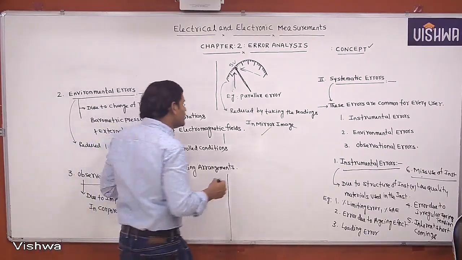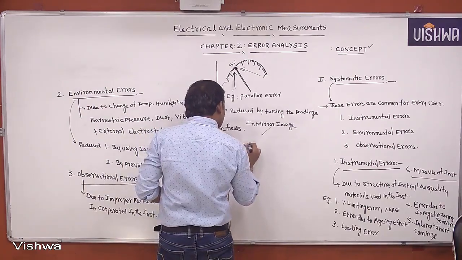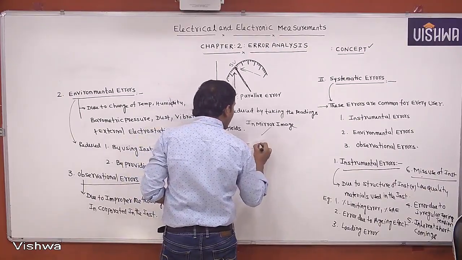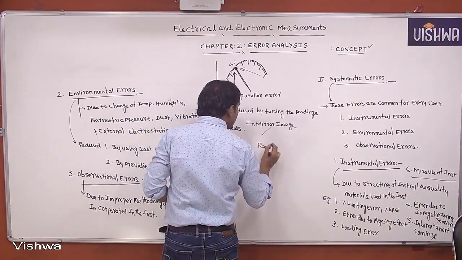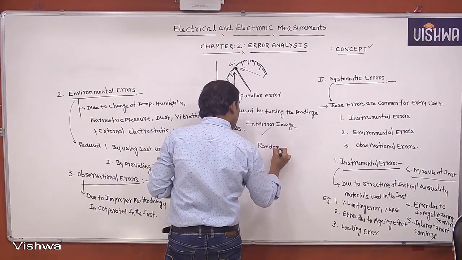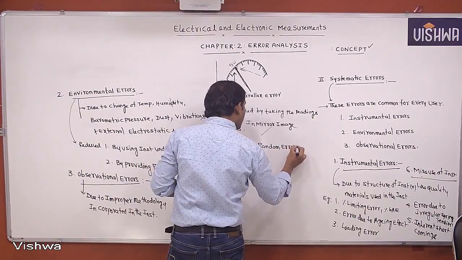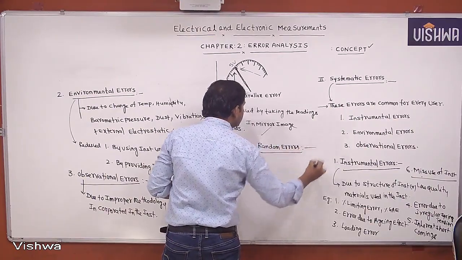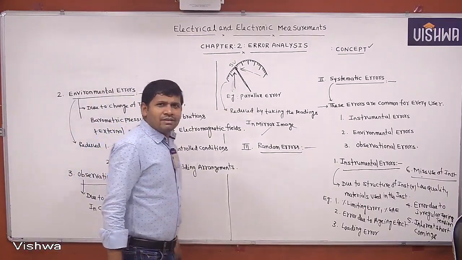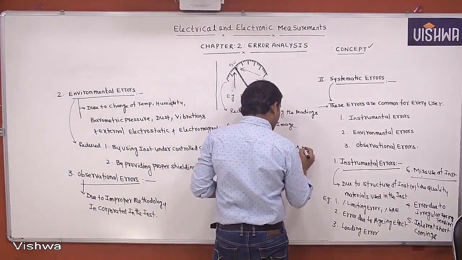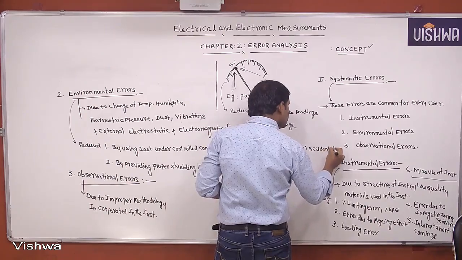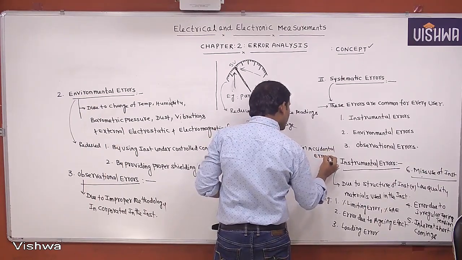The third classification of errors is random errors. Tell me, what is the reason for random errors? These are also called accidental errors.